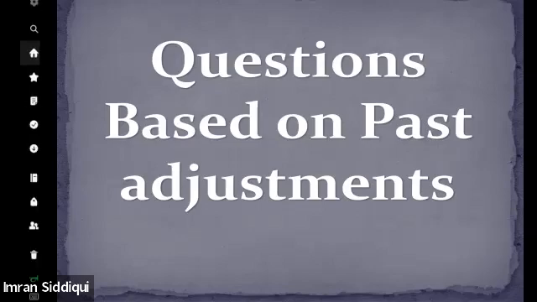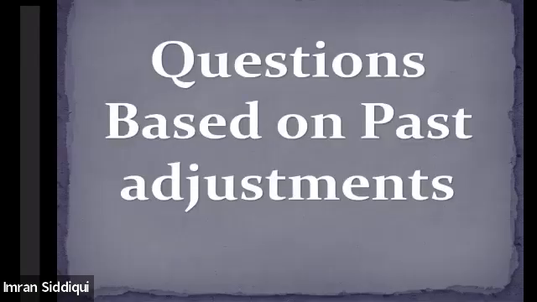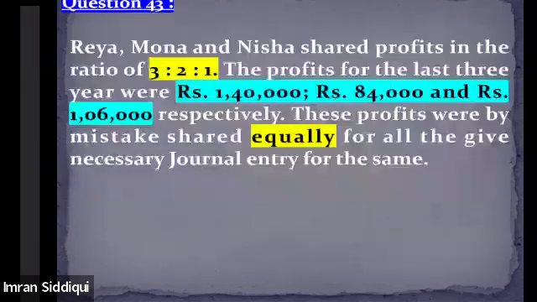So we'll quickly start with the question, and we'll start with the easy question first, and we'll try to discuss two, three questions based on the past adjustment, and then we'll move to the next topic. Okay, so the first question that we'll be discussing is going to be question number 43.